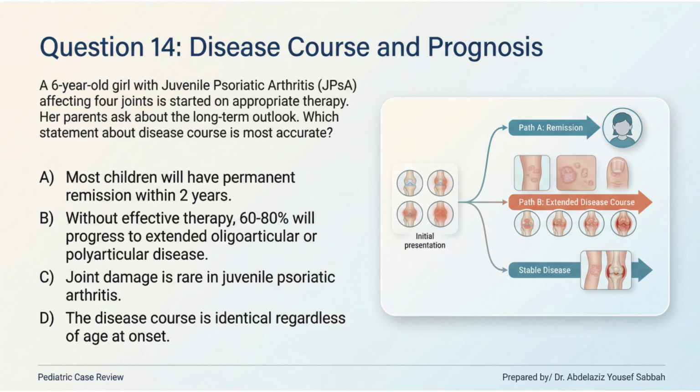Case 14. A 6-year-old girl with juvenile psoriatic arthritis affecting 4 joints is started on appropriate therapy. Her parents ask about the long-term outlook. Which statement about disease course is most accurate? Option A. Most children will have permanent remission within 2 years. Option B. Without effective therapy, 60 to 80% will progress to extended oligoarticular or polyarticular disease. Option C. Joint damage is rare in juvenile psoriatic arthritis. Option D. The disease course is identical regardless of age at onset.